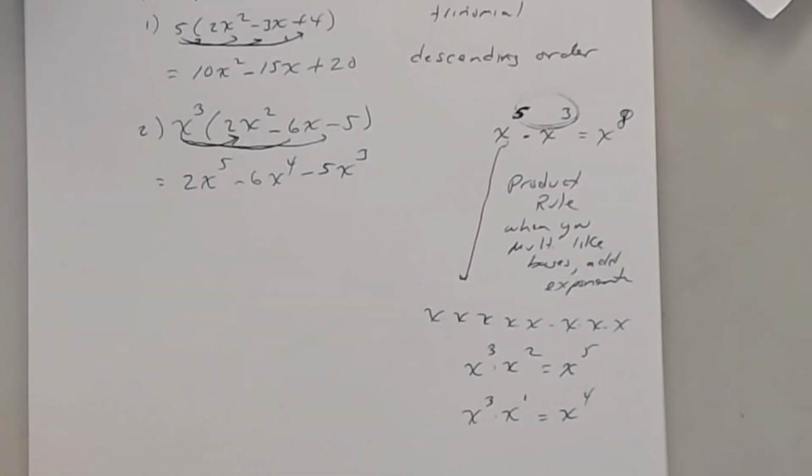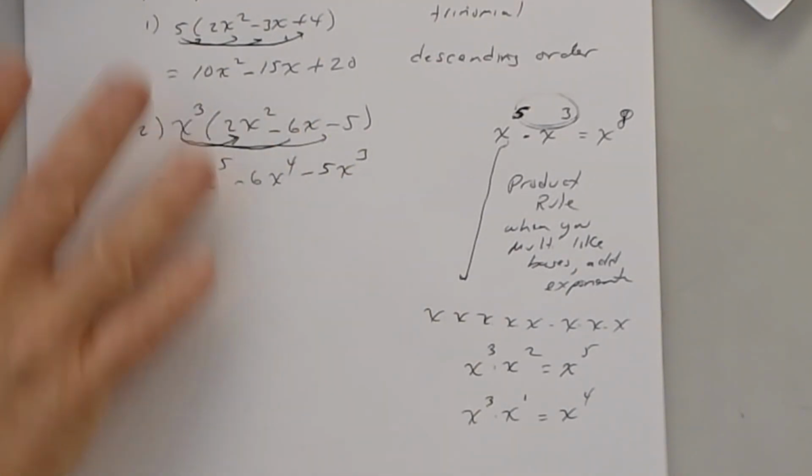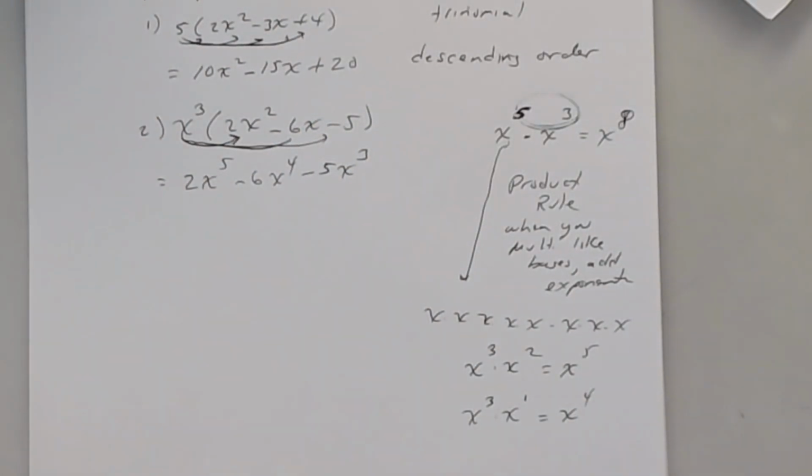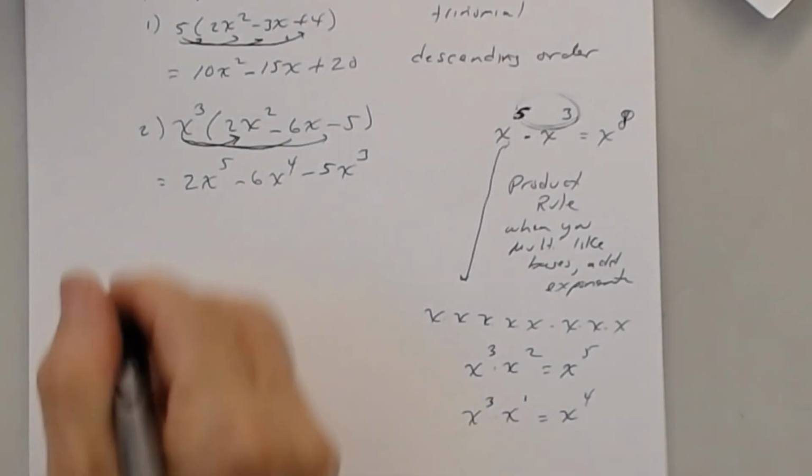Now, this is important because when we start factoring Tuesday, one of the things you're going to talk about is the GCF, the greatest common factor. And you're going to factor out the greatest common factor, and it's going to involve this idea. So it's like reverse distributive property, so to speak. All right, number 3.